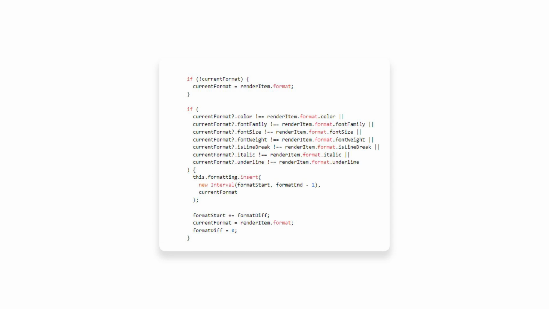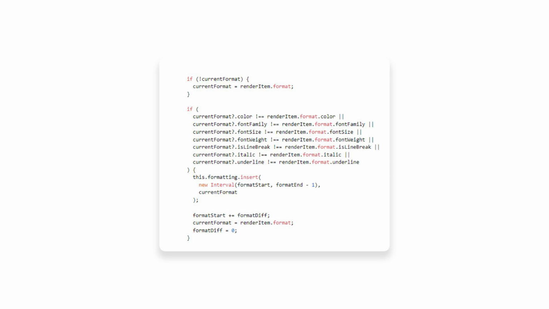1. Initial format assignment. If current format is not yet defined, it is set to the format from the current render item. 2. Format change detection. It compares properties of current format, e.g. color, font family, font size, etc., with those of the current render item.format. If any property differs, it indicates a formatting change. 3. Insert formatting interval. When a change is detected, it inserts a new interval into this.formatting, using format start and format end 1 to define the range and applying the current format.